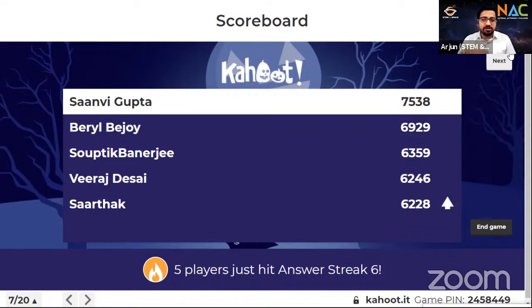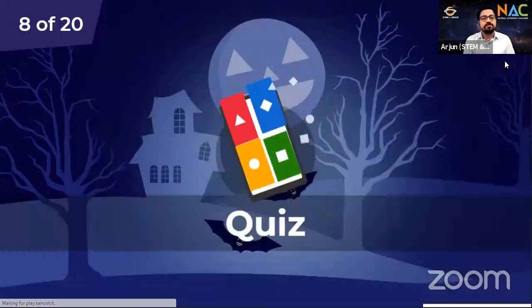Come on, students. Now you can also start to begin maintaining your streak, because we are not even halfway through. This is a longer quiz, right? And you're going to enjoy. Game pin, again, I would like to tell you, all those who have joined us just now, game pin is always visible on the bottom right corner, and it is 2458449, as you can see over here. With this, let's get to the next question now.